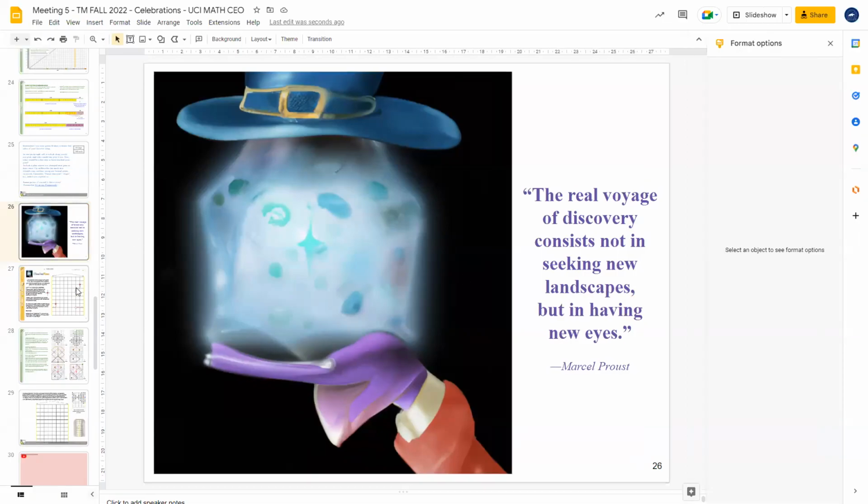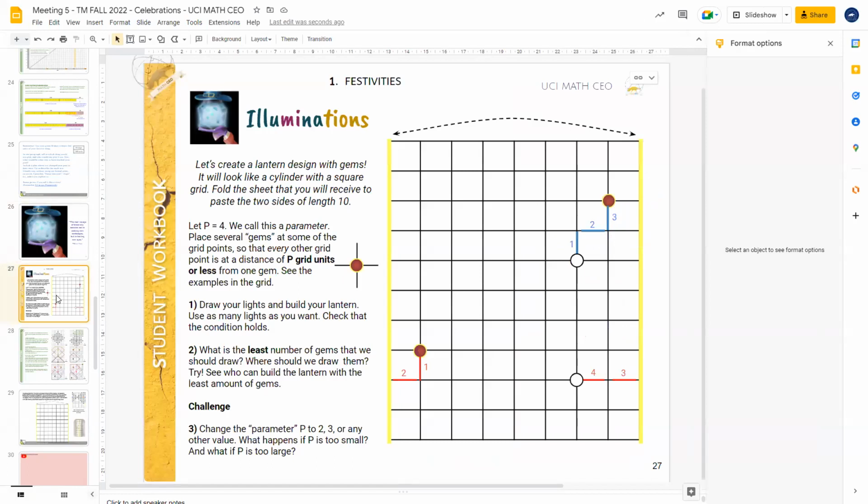Hello, mentors. Let's explore Illuminations. This is a very interesting puzzle from meeting 5. Let's create a lantern design with gems or any other favorite object. It will look like a cylinder with a square grid.